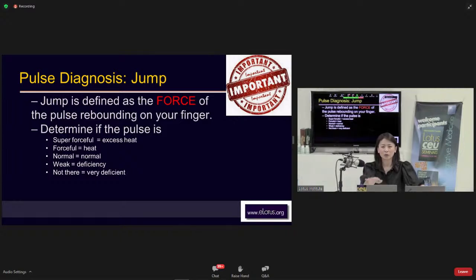Okay, this is the general guideline. There are some exceptions. There are some pulses, like I was telling you earlier about the scatter pulse, right? Scatter pulse, that is not deficiency, that is blood stasis. It feels very similar to this, but that's something for you to feel and figure out yourself later. So pretty much that's the jump.